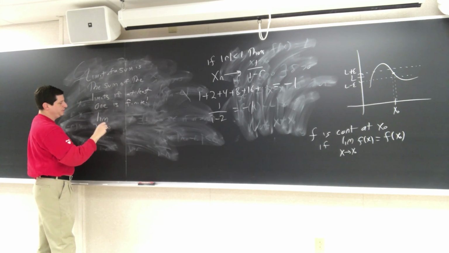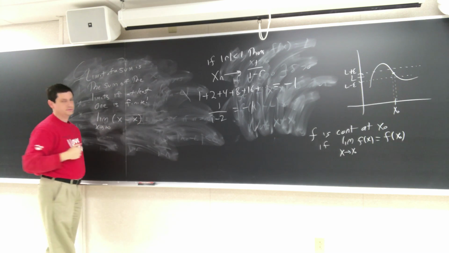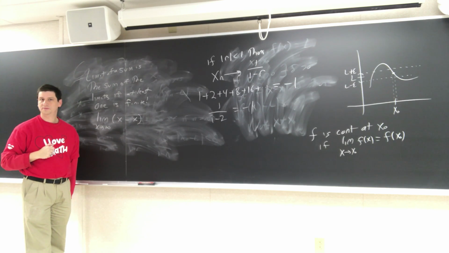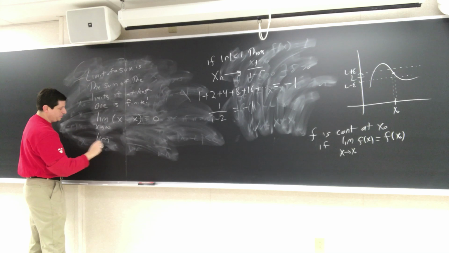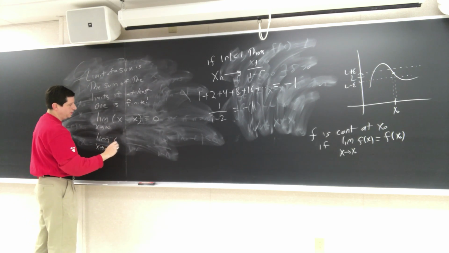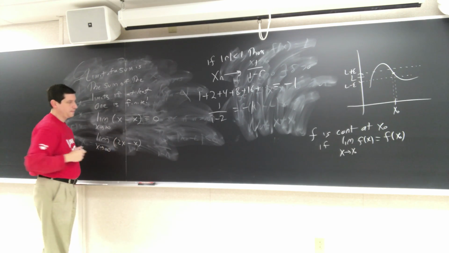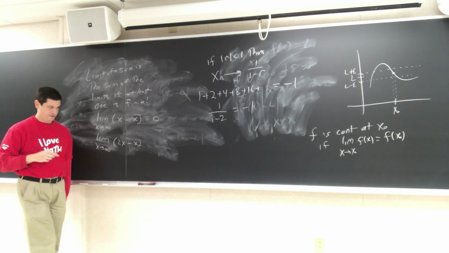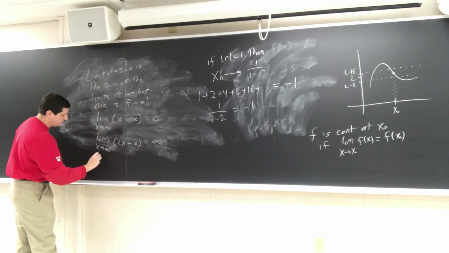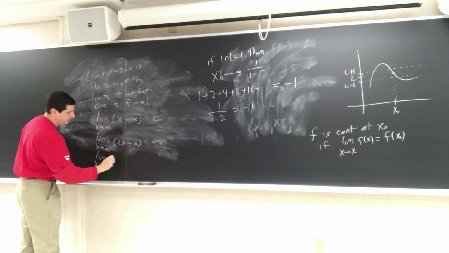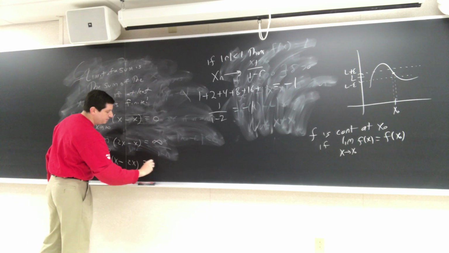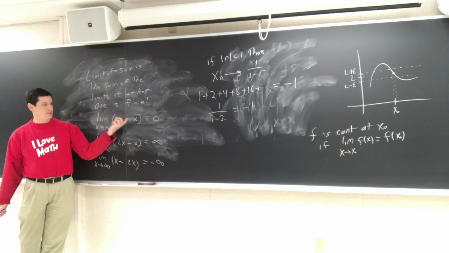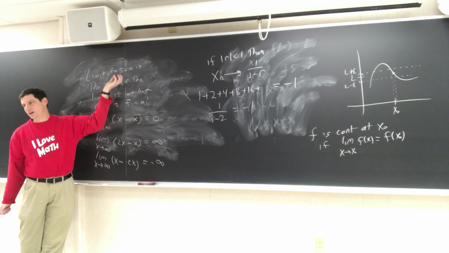What's the limit as x goes to infinity of x minus x? So what would this limit be? 0. What's the limit as x goes to infinity of 2x minus x? Infinity. And what's the limit as x goes to infinity of x minus 2x? Negative infinity.